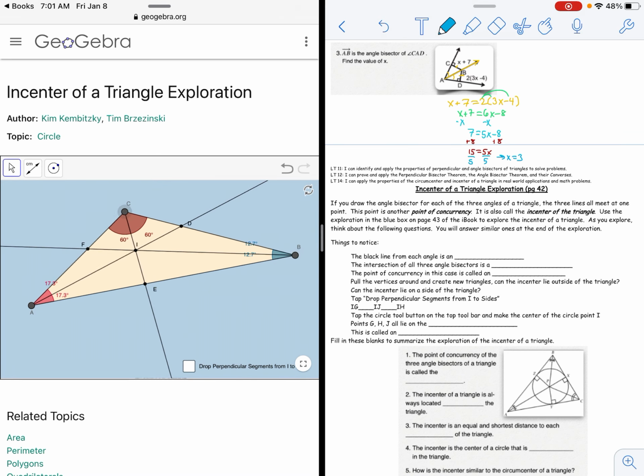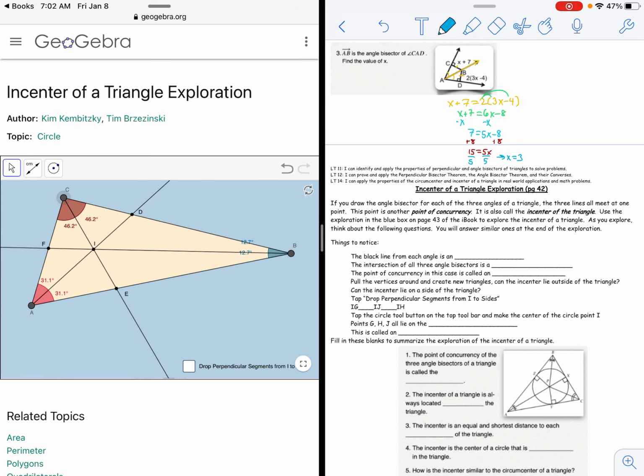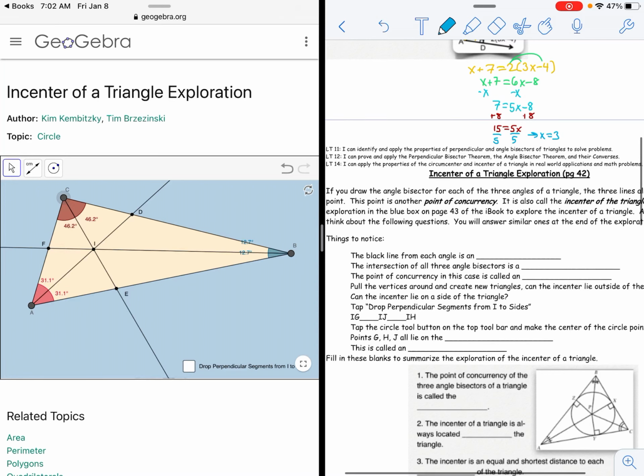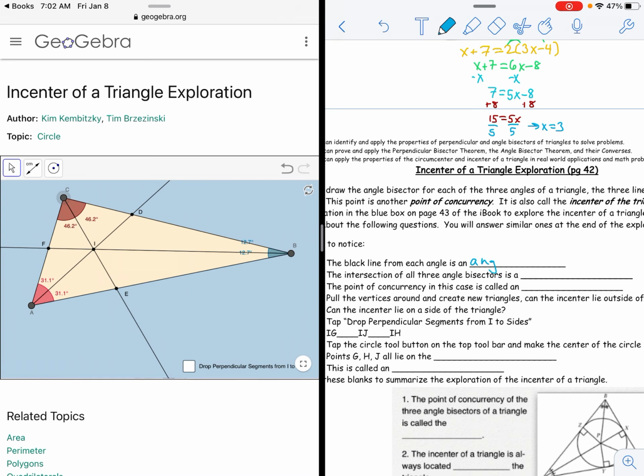All right, and again, even if I make it obtuse, maybe if I make it right, or close to a right triangle at least, it's always going to intersect. So things to notice, these black lines are angle bisectors.